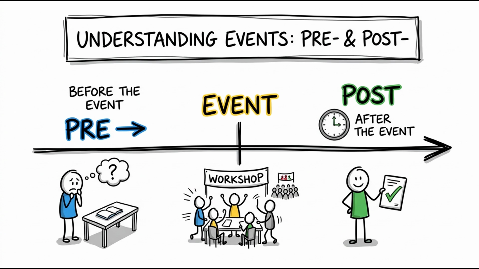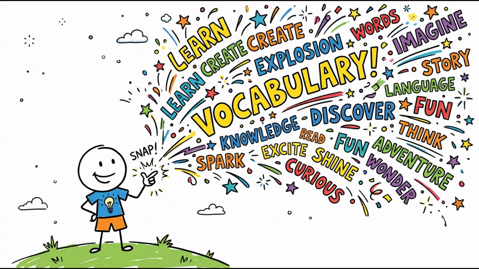And second, there are timeline trackers, prefixes like pre and post, which tell you roughly when something happens relative to something else. War becomes post-war, meaning after the war has ended. View becomes preview, meaning to look at something before it officially happens.